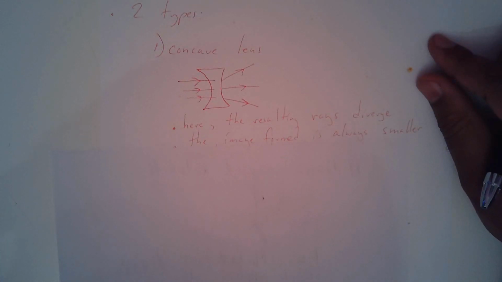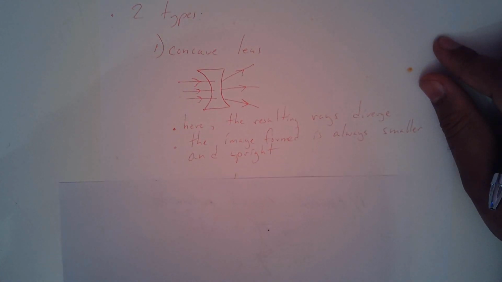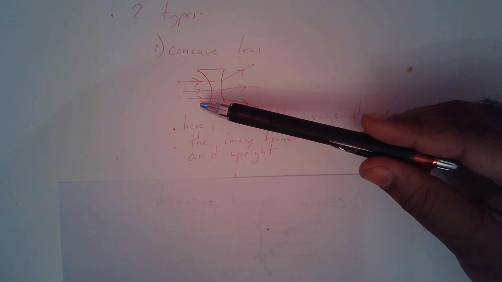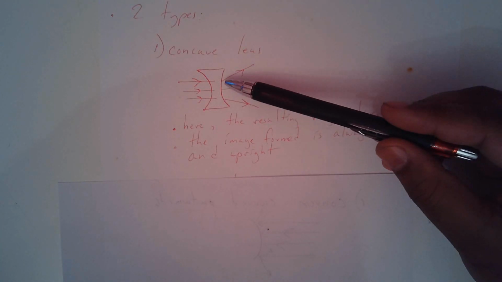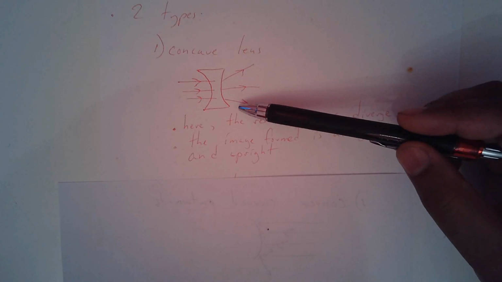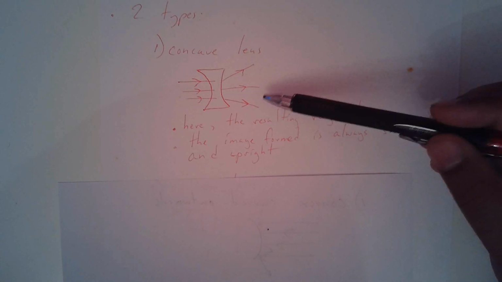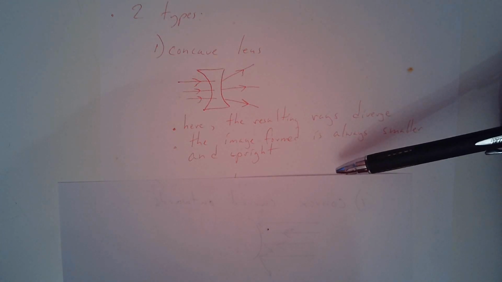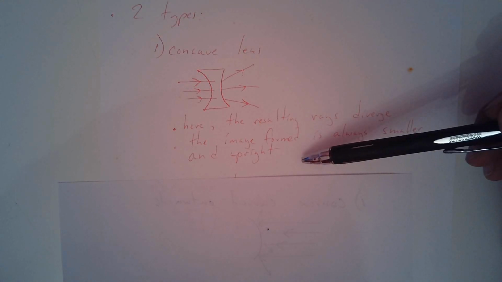So here's a concave lens. What's happening here is there's your parallel light rays. They're hitting the lens, and on the other side you have diverging rays. So the rays diverge. The image formed here is always going to be smaller and is always going to be upright.